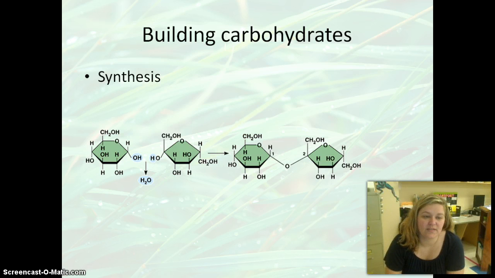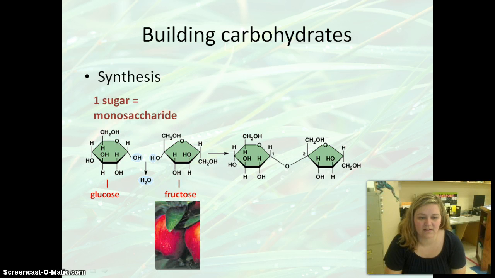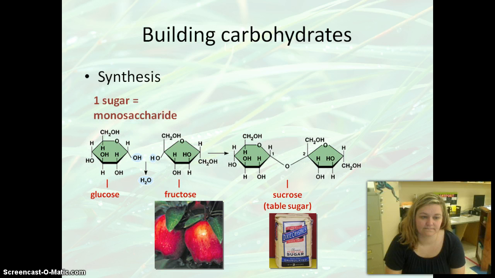Now, whenever we build these carbs, we're going to synthesize them. So we take 2 carbohydrate molecules or 2 sugar molecules, and we put them together. And when we do, a molecule of water is expelled. So we have glucose and fructose. Whenever we put them together, we get sucrose, which is table sugar.